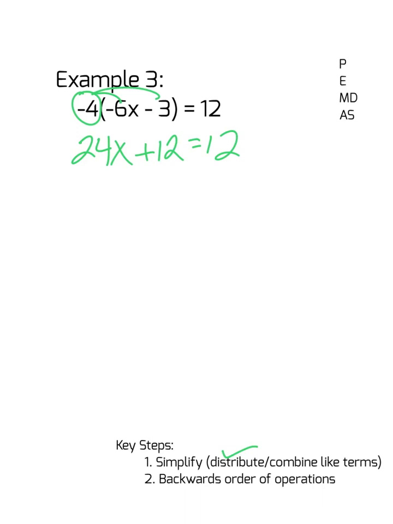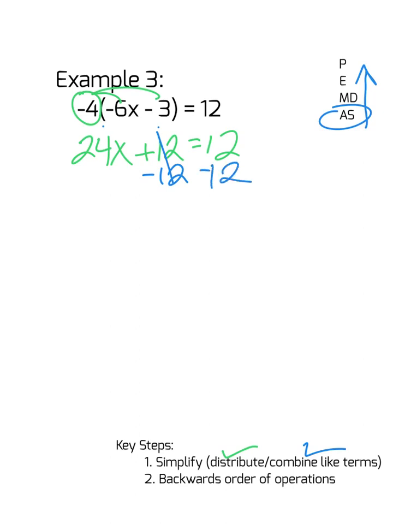Then I check for combining like terms. I see no like terms on the same side of the equal sign. So I'm going to go ahead and move on and start my backwards order of operations. So I know that the 24 and the 12 are on the same side as the variable. So I'm going to move those over to isolate the variable. So starting with my adding and subtracting, I know I must start with the plus 12. So in order to move it, I'm going to subtract 12 because that's the opposite of addition.